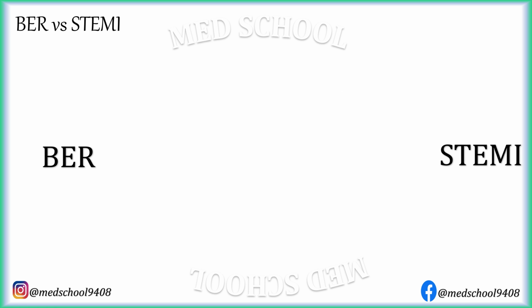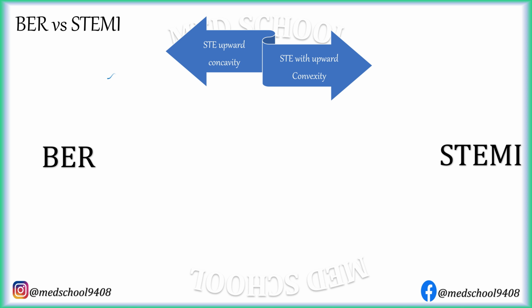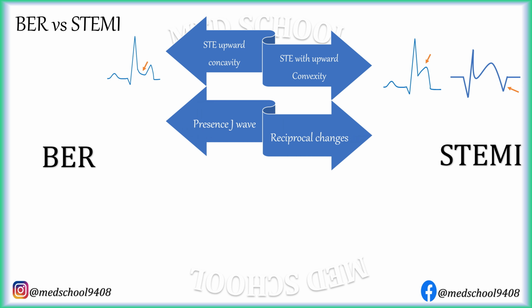There are a few key features which differentiate benign early repolarization from ST elevation MI. In BER, the ST segment is elevated with concavity upward, while in STEMI, the ST segment is elevated with convexity upward. In BER, the T wave is always upright, while in STEMI, the T wave is upright and tall in the hyperacute phase, but inverted in the evolved phase. J wave can be associated with BER, while reciprocal changes, that is ST depression in distant leads, are present in STEMI.